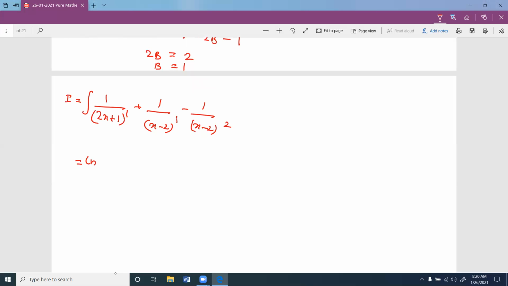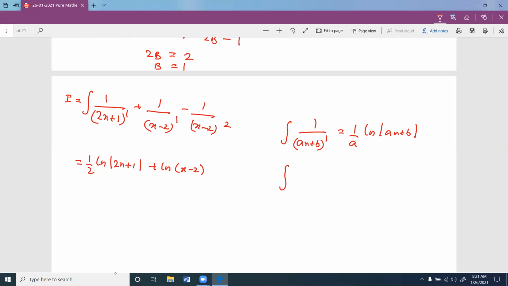You can say ln. This is according to this relationship. We know that the integration of 1 over ax plus b, with power 1 only, the answer is 1 over a ln of ax plus b. Therefore, you can say 1 over 2 ln of 2x plus 1 plus ln of x minus 2. And here, for this question, you cannot do ln, because if the power is 2, you cannot use ln. So you have to use this formula for that: x minus 2 to the power minus 2. Then only you can do it.